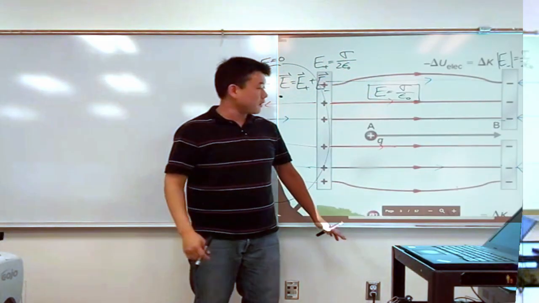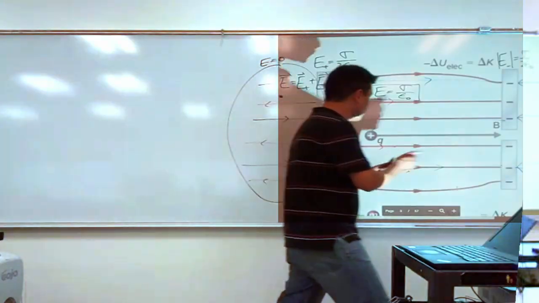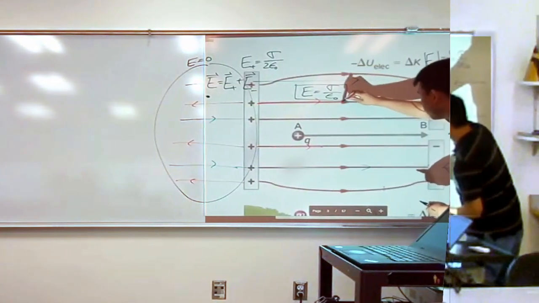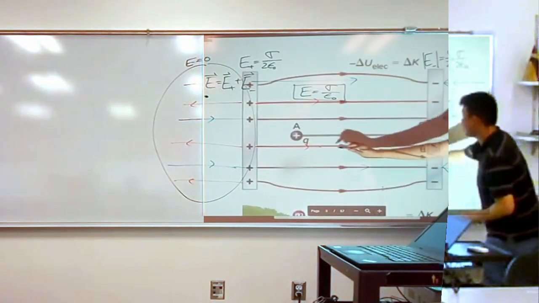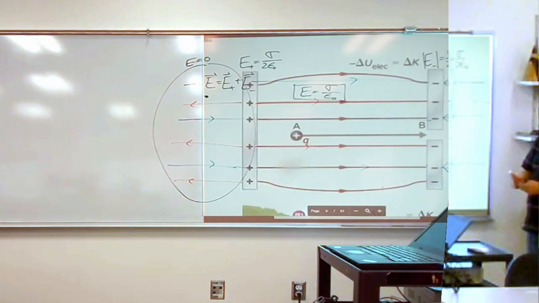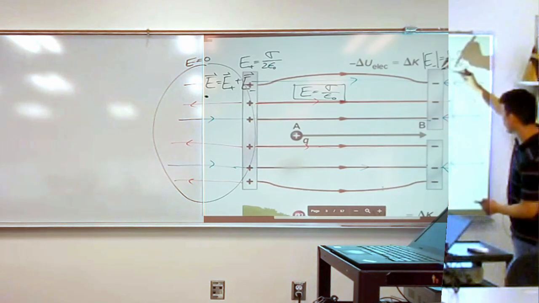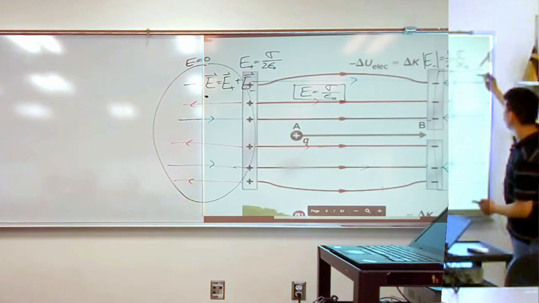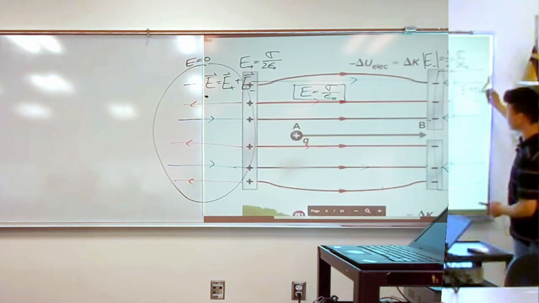And what about, let me continue this field line here. If I continue this field line all the way over here, what about the region beyond the negative plate? How do those contributions add? Yeah, so they are in opposite directions again. So out here, the electric field is 0 again.